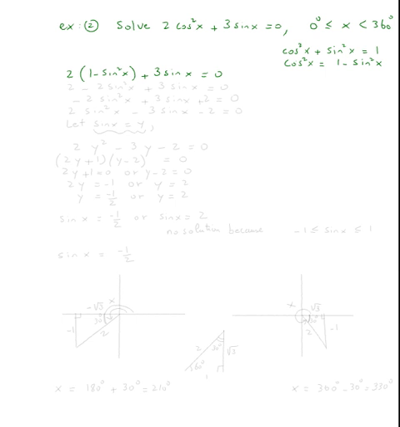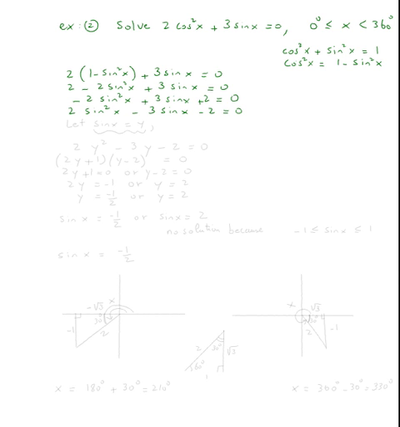If we distribute the 2, we have 2 minus 2 sine square of x plus 3 sine of x is equal 0. This is the same thing as minus 2 sine squared x plus 3 sine x plus 2 is equal 0. Now divide both sides of the equation by negative 1. We get 2 sine squared of x minus 3 sine of x minus 2 is equal 0.